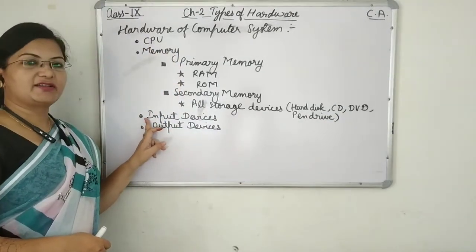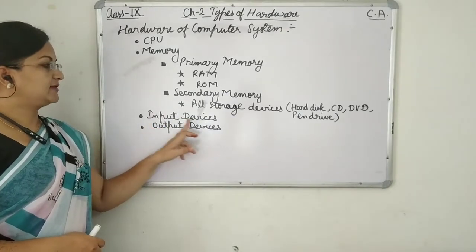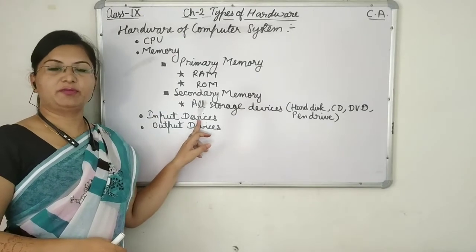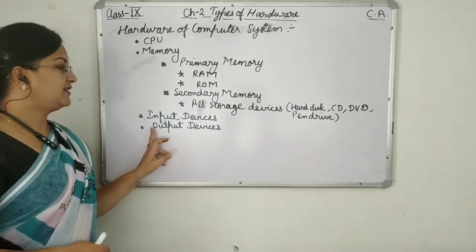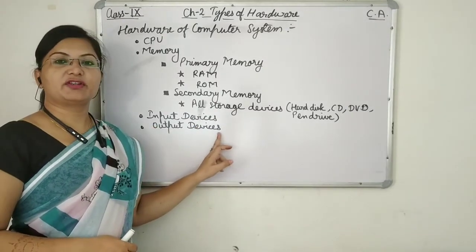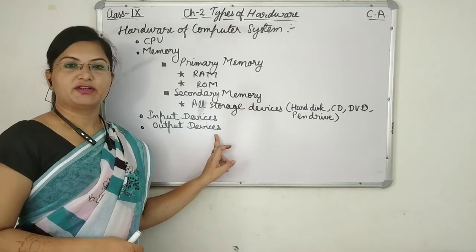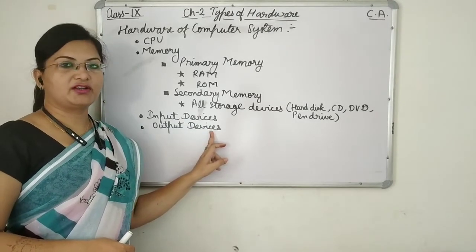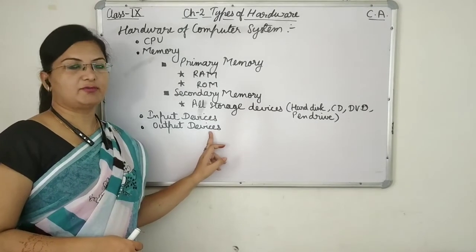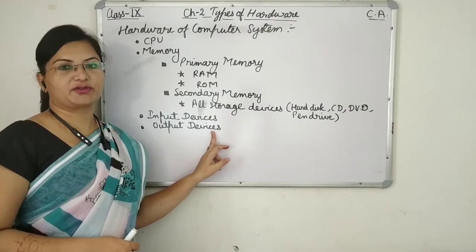Now input devices. Input devices insert data inside the computer, like the mouse and keyboard, because with the help of these devices we can give instructions to the computer. Then there is the output device. An output device means the device on which we can see the output, that means monitor and printer. On the monitor we can see the output, and on the printer we can get a printout of the output.